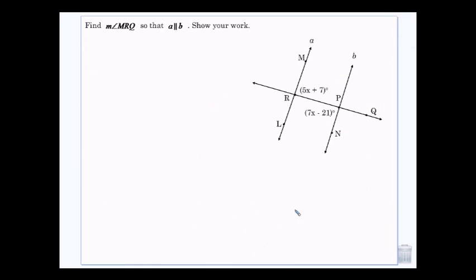Okay, we have problems like this where we have to find the x that will force these 2 to be parallel. So I want A to be parallel to B. So I'm looking at this angle and this angle. These are alternate interior angles, so I want them to be equal to each other. I need them to be congruent. So I want them to match, so I'm going to set them equal to each other.